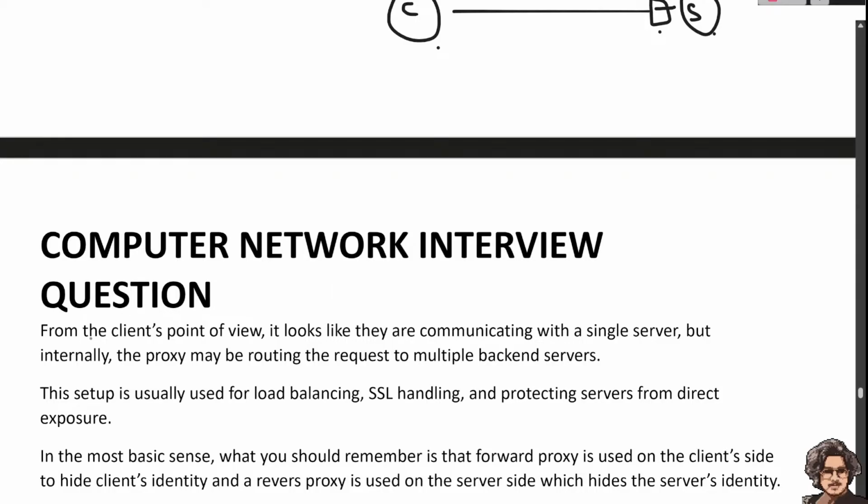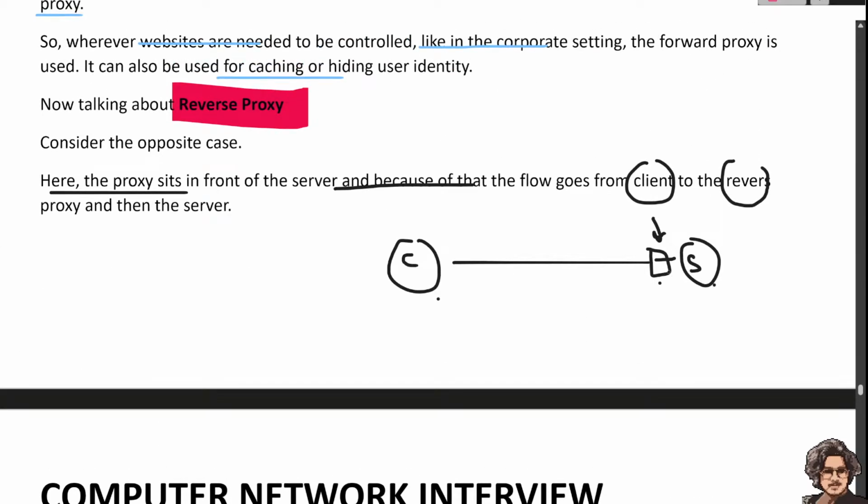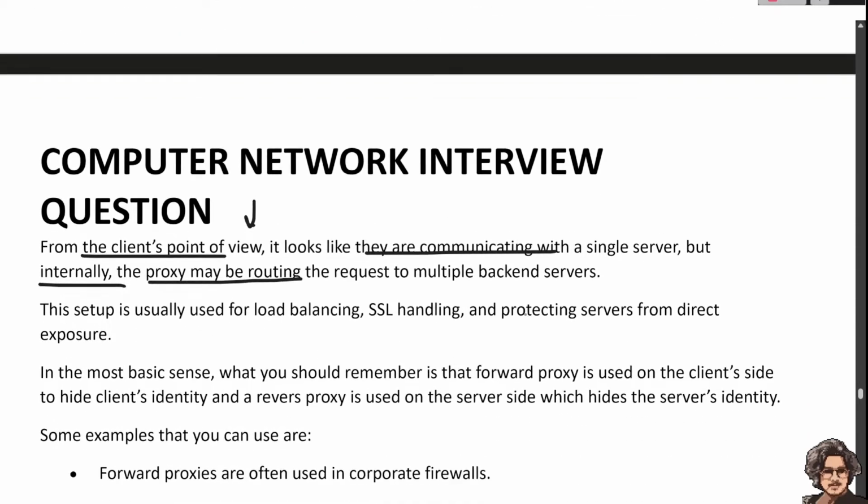From the client viewpoint, it looks like they are communicating with a single server, but internally the proxy may be routing requests to multiple backend servers. The client thinks they are requesting a single server, but it is connected to multiple servers. This setup is usually used for load balancing, SSL handling, and protecting the server from direct exposure.